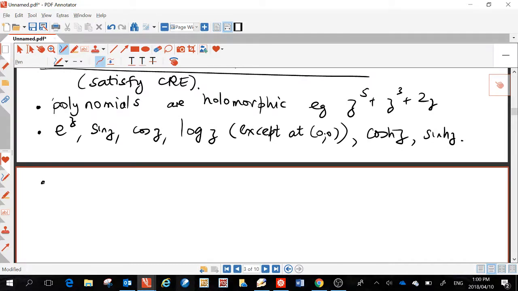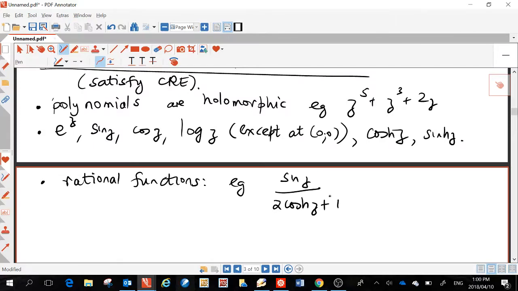Then you also have rational functions. These are also holomorphic. Example, sine z over 2 cosh z plus 1. Sine z is holomorphic, this guy is holomorphic, so the rational function will be holomorphic. You can take that to be a fact.